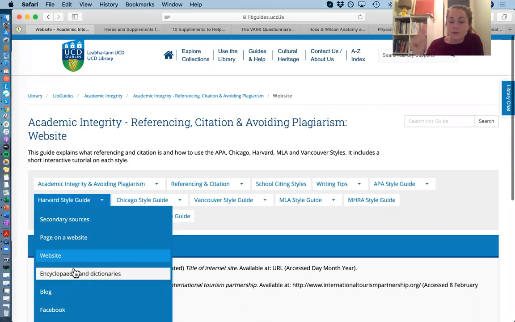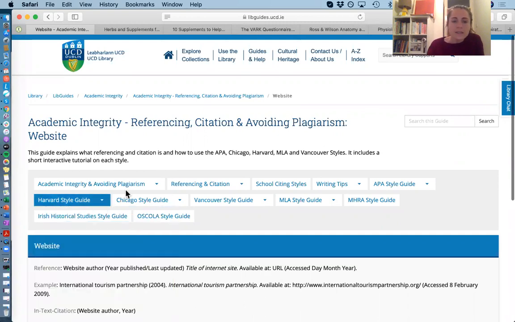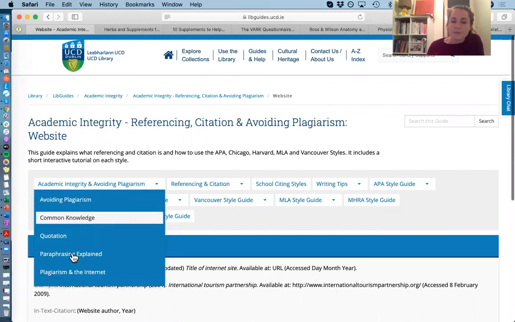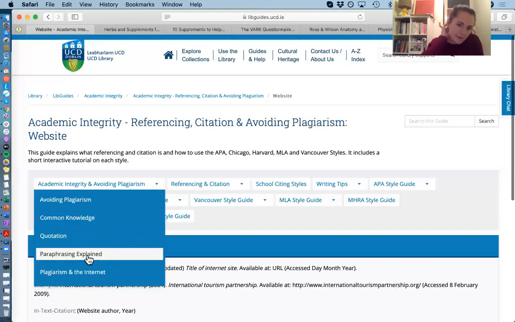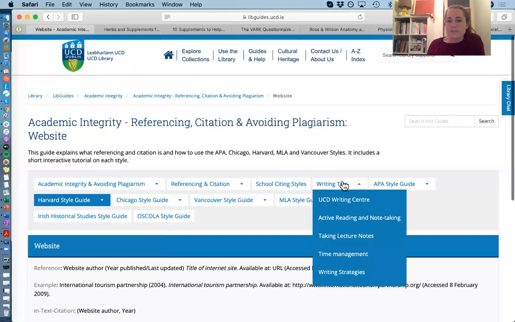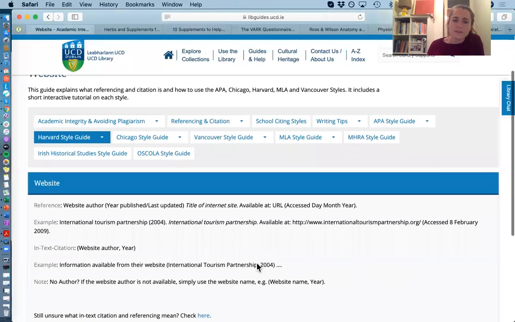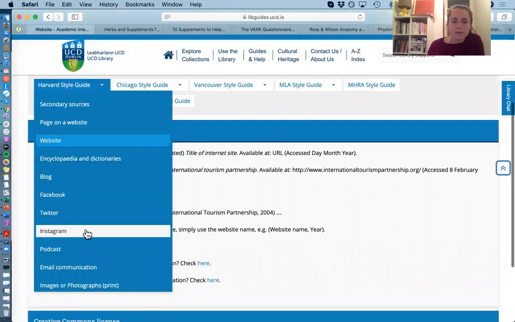So if you need guidelines on how to reference, it's on this resource. There's also examples in the PowerPoint, and I'm going to go through some of them now. If you do read the PowerPoint and you want to find more information as to what exactly plagiarism is, there's good information here. It explains paraphrasing in quite a lot of detail. And there's also some writing tips if you want more information beyond what we've given you in the PowerPoint. So this is a really good resource, and I recommend you have a look at it.